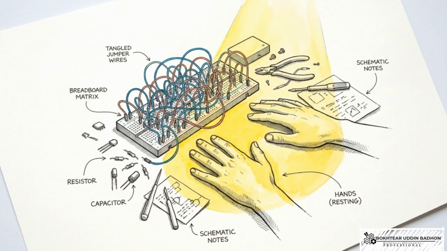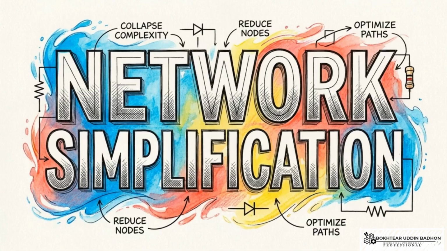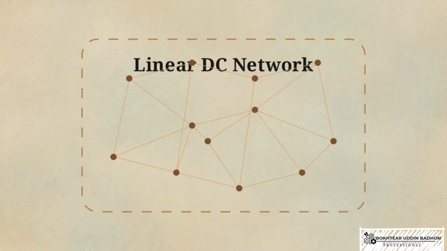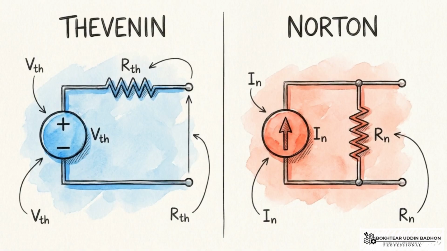This physical complexity demands a method of mathematical simplification. Engineers need a way to collapse the entire messy, error-prone network into a single, predictable black box. This is the exact function of Thevenin's theorem. It proves that absolutely any linear DC network, no matter how complex, can be mathematically crushed down into one single voltage source and one single series resistor. This relates directly to Norton's theorem, which achieves the identical simplification by substituting a current source and a parallel resistor.